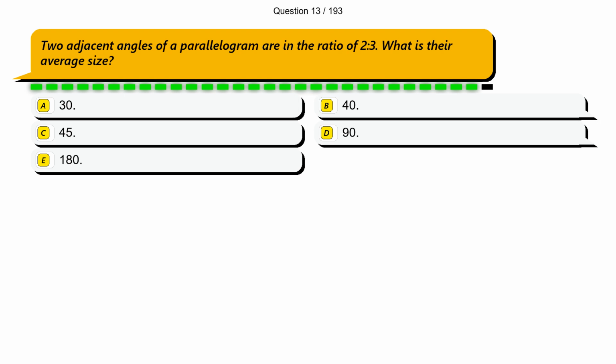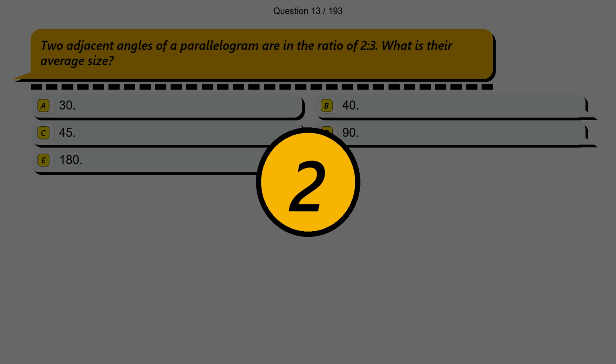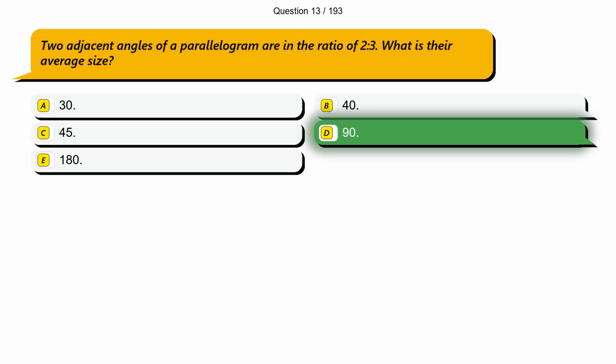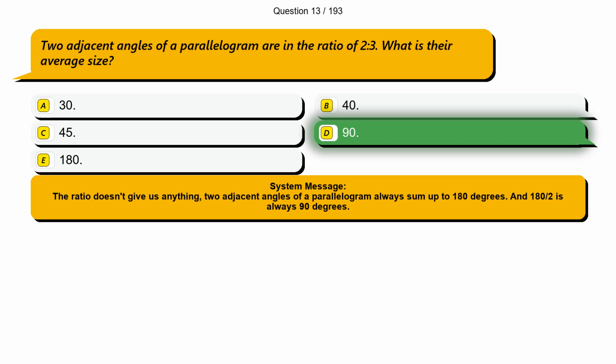Question 13. 2 adjacent angles of a parallelogram are in the ratio of 2 to 3. What is their average size? Option A 30, option B 40, option C 45, option D 90, option E 180. The correct answer is option D, 90. The ratio doesn't give us anything. 2 adjacent angles of a parallelogram always sum up to 180 degrees, and 180/2 is always 90 degrees.